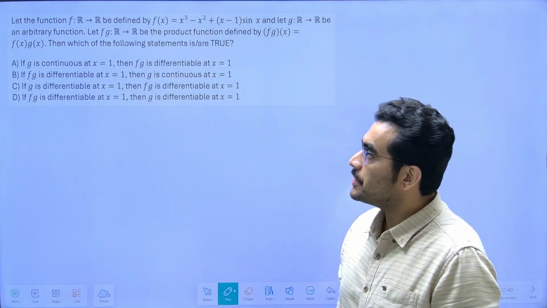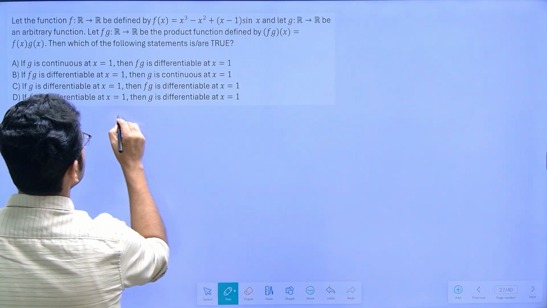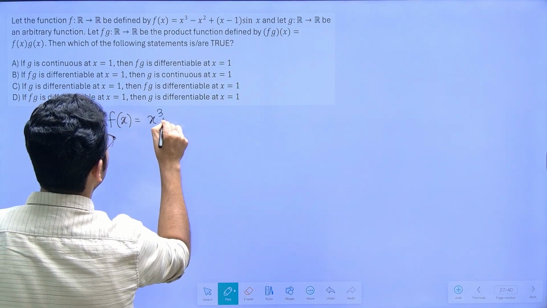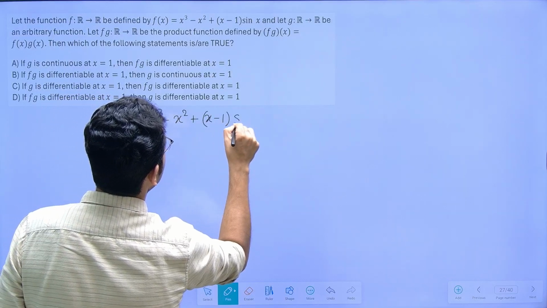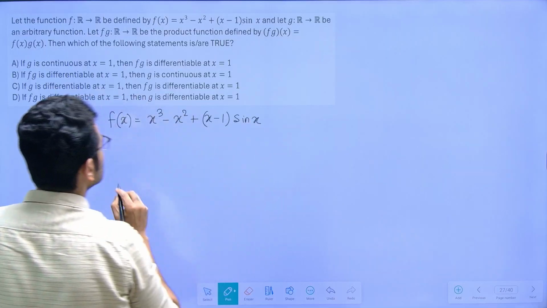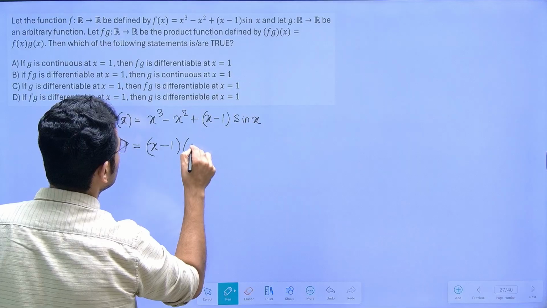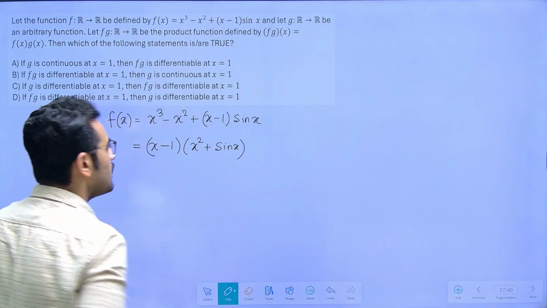It says let the function f: R to R be defined by f(x) equal to x cube minus x square plus x minus 1 into sin x. So if I take x minus 1 factor common, it will be (x minus 1) into (x square plus sin x). This is the function f(x).